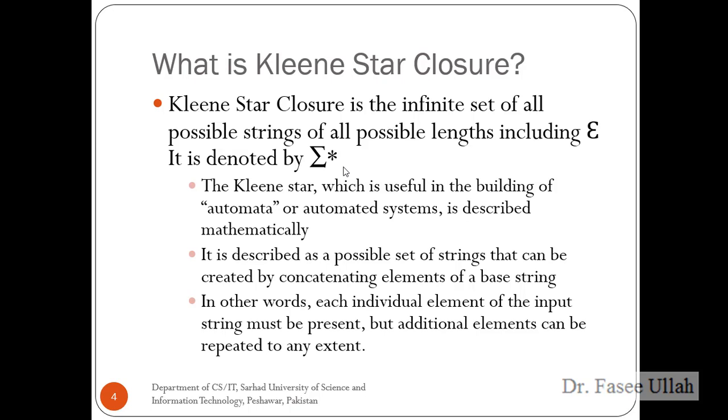In other words, each individual element of the input string must be present. What does this mean? For example, we have a set of a and b, so this a and b must be present over there. How can it be represented? It can be represented in any way, to any extent, or in any infinite number of sets. So this is about the Kleene star closure. In concluding remarks, we can repeat the set of a and b in any form. It depends on the application, procedure or requirement.